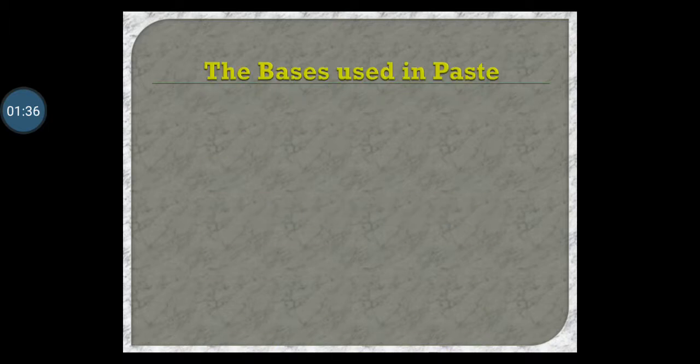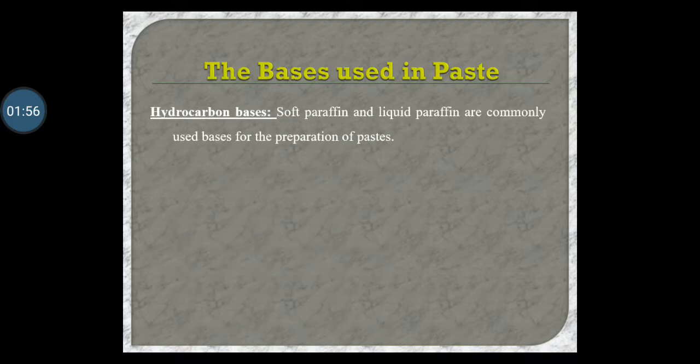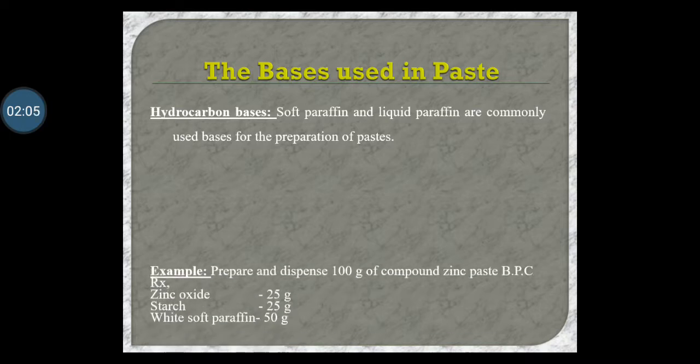Then let us discuss different bases used in the paste. The following are the bases used in the paste: hydrocarbon bases, water miscible bases and water soluble bases. These are the three basic types of bases used in the preparation of paste. Let us discuss hydrocarbon bases. Soft paraffin and liquid paraffin are commonly used hydrocarbon bases in the preparation of paste.